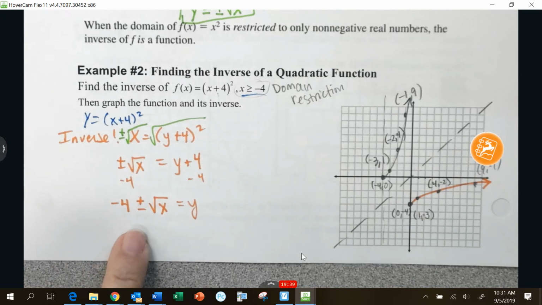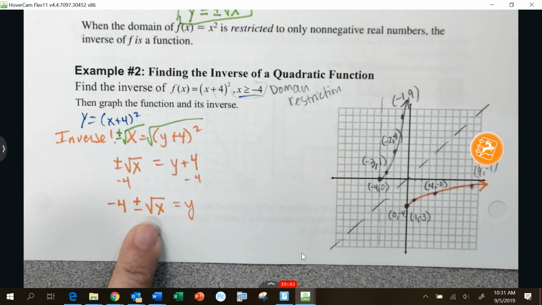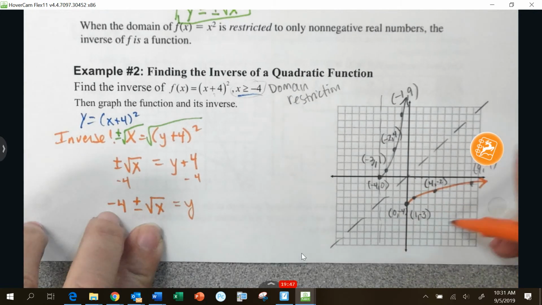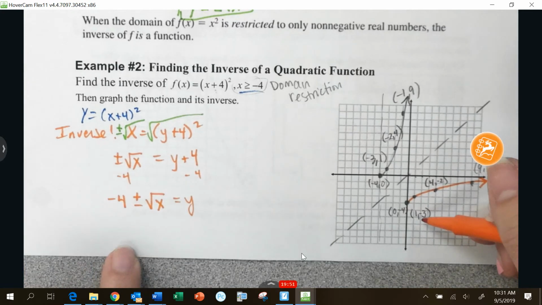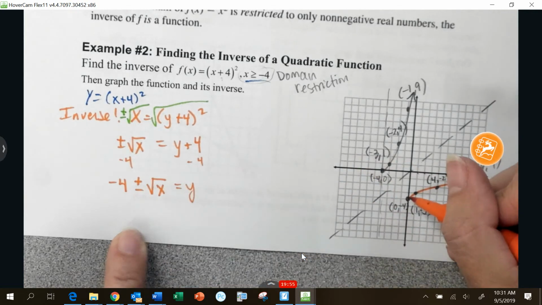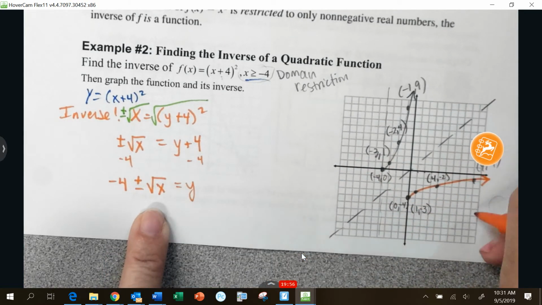Now, this is not the full answer because this is saying we're going to subtract 4 and we're going to do the positive and the minus of this square root. That's what this is saying by transformations. This says we're going to subtract 4 and do positive and negative version.